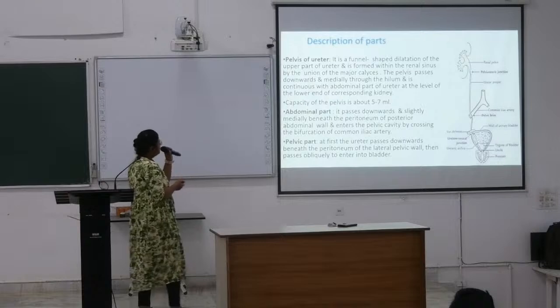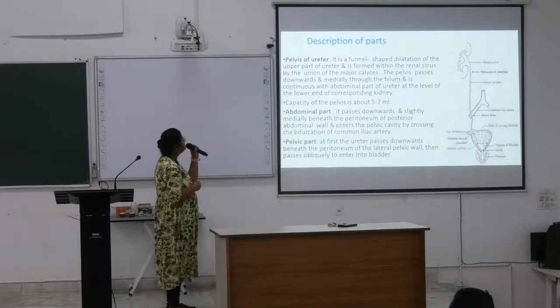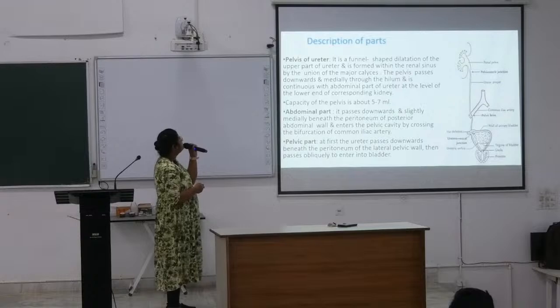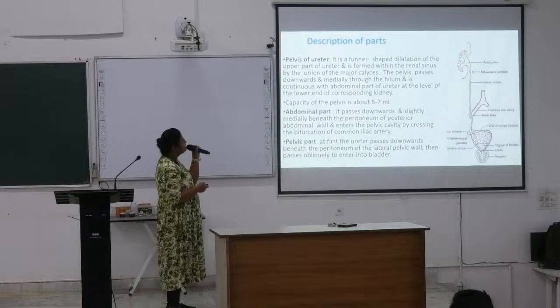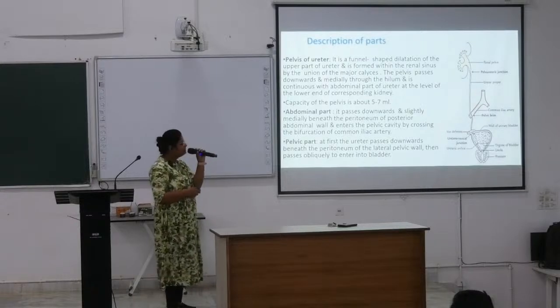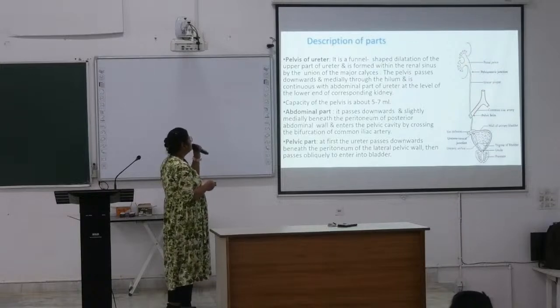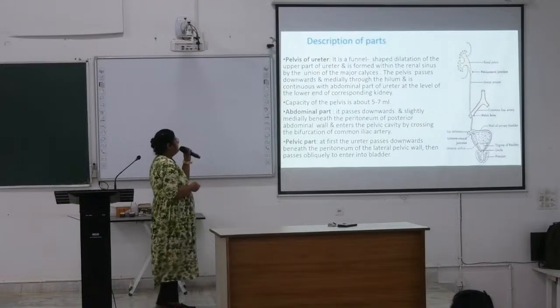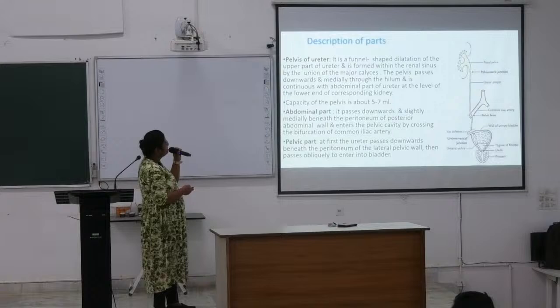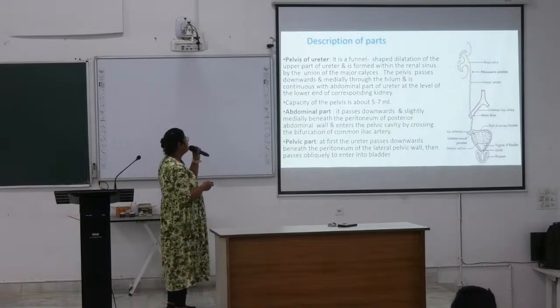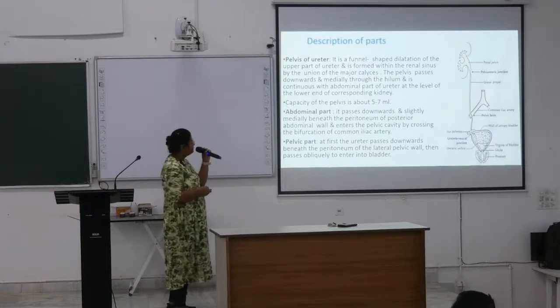Okay, so the pelvis of the ureter is a funnel-shaped dilatation of the upper part of the ureter and it is formed within the renal sinus by the union of major calyces. There are two to three major calyces present. They join to form the renal pelvis. The pelvis passes downward and medially through the hilum and is continuous with the abdominal part of the ureter at the level of the lower end of the corresponding kidney. Here it continues downward as the abdominal part of the ureter. The capacity of the pelvis is about 5 to 7 ml.